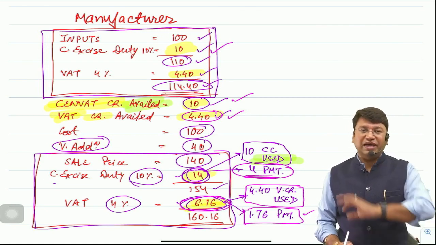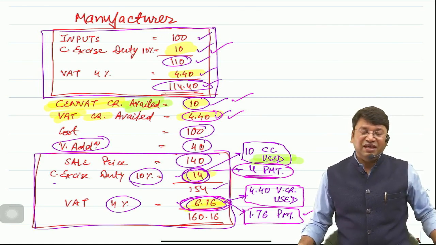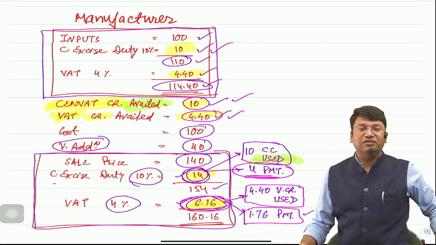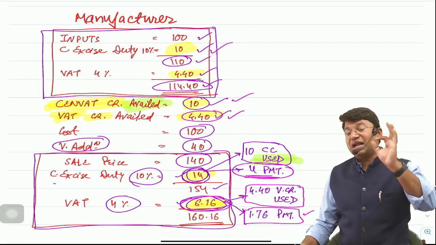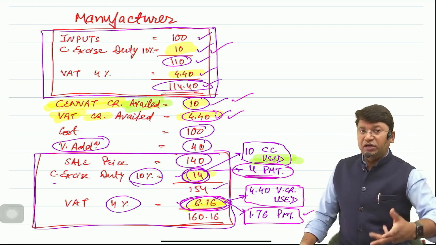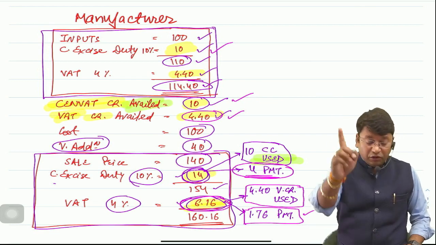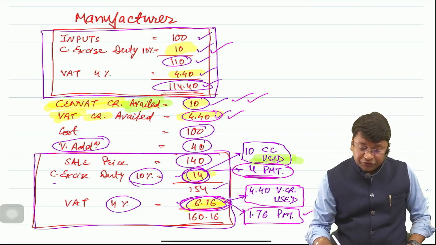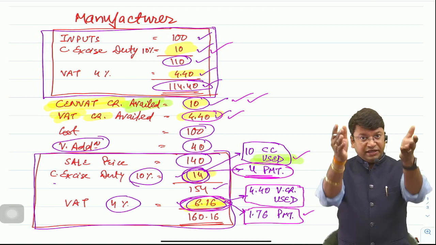Fundamentally both are absolutely the same. The functioning, whether it is of VAT credit or of SENVAT credit, both are absolutely the same. Okay, one more point I'm adding. I hope availment of credit and utilization of credit, these two terms are clear at your end.